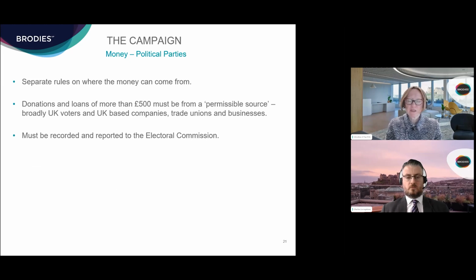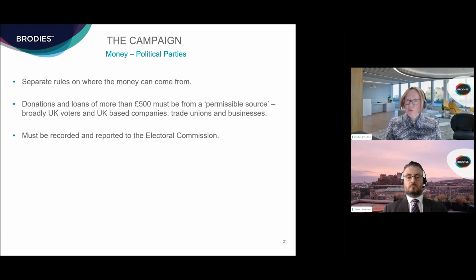And there is a list of what amounts to a permissible source, but broadly speaking, this is to restrict campaign finance to UK-based donations and loans, and to exclude foreign campaign funds. So UK voters, UK-based companies, UK trade unions and businesses will be permissible sources. And of course, the Electoral Commission keeps track of all of that by requiring you to record and report to the Electoral Commission the donations and loans that you receive as a political party.